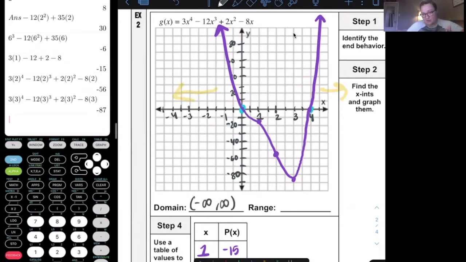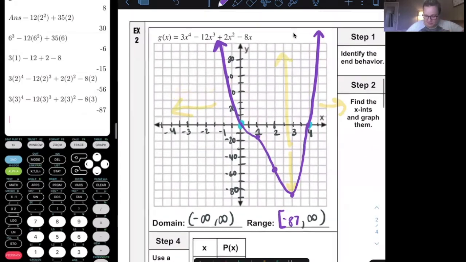The range, however, only extends up forever. So I know that it increases to infinity forever, but it stops around -87. We didn't find it for sure, but we're going to say it stopped at -87. It actually goes to like -87.073, but that's for a different day.